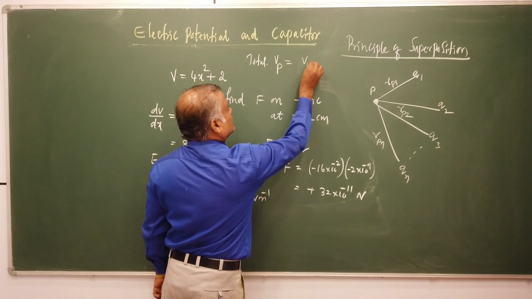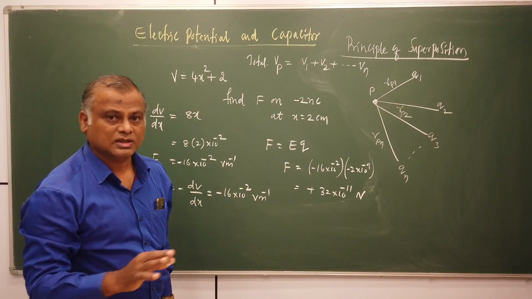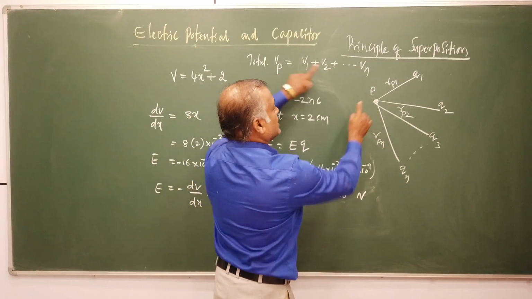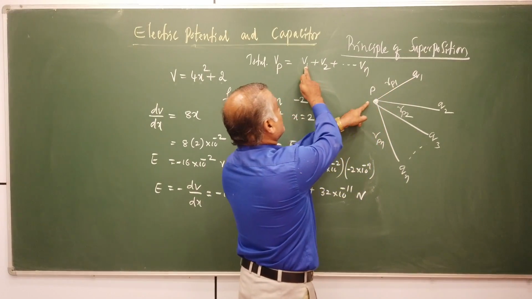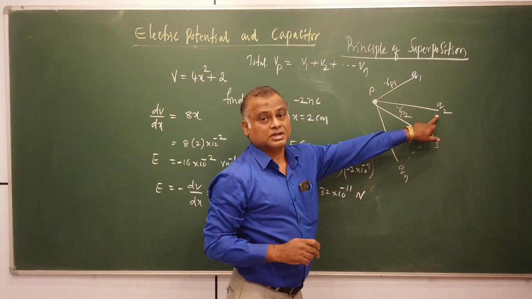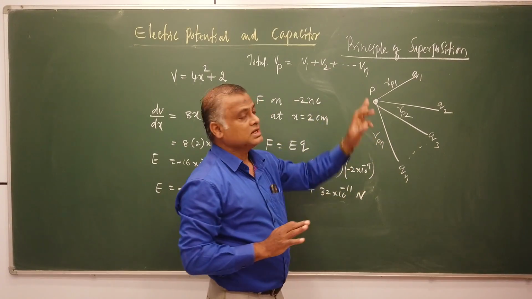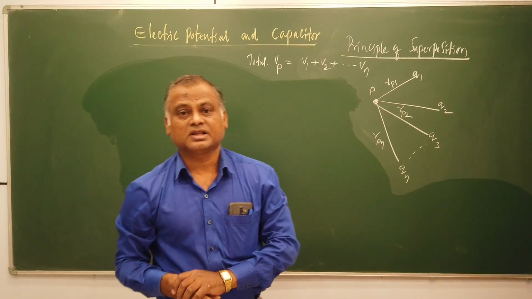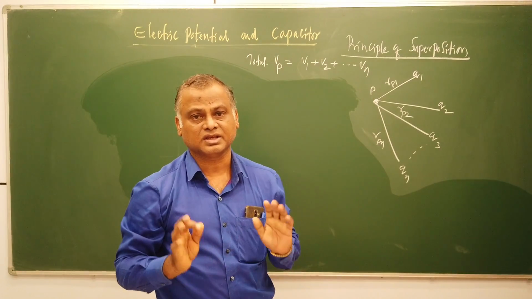Now what this principle of superposition tells you is that the total potential at the point of consideration is the scalar sum of all the potentials taking one charge at a time. Means V1, potential at point P due to charge Q1, V2, potential at point P due to charge Q2, and so on, Vn, potential at point P due to charge N. Now just do the scalar addition, don't bother about the directions, because problems are easy. Many students feel that problems are very tough. No, problems are very easy.